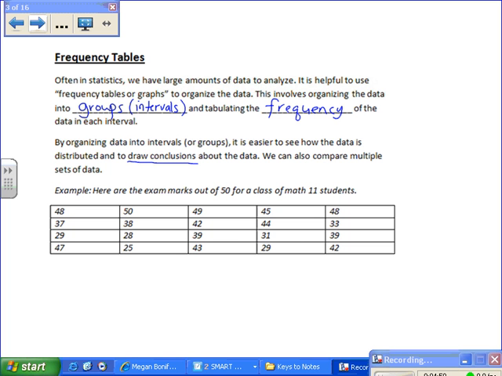So let's go ahead and talk about how we make a frequency table. Okay, so here's an example. We have exam marks for a class of Math 11 students, and the exam is out of 50 marks. Okay, and here's all of the marks for students for one class.